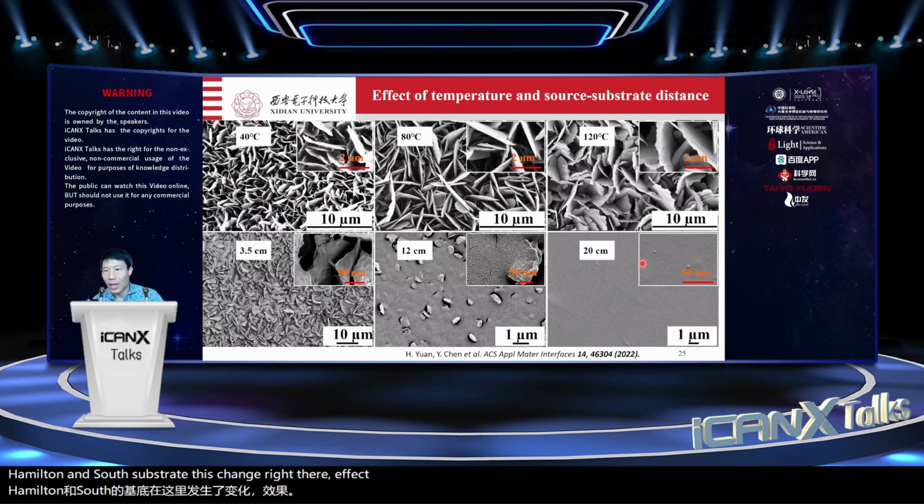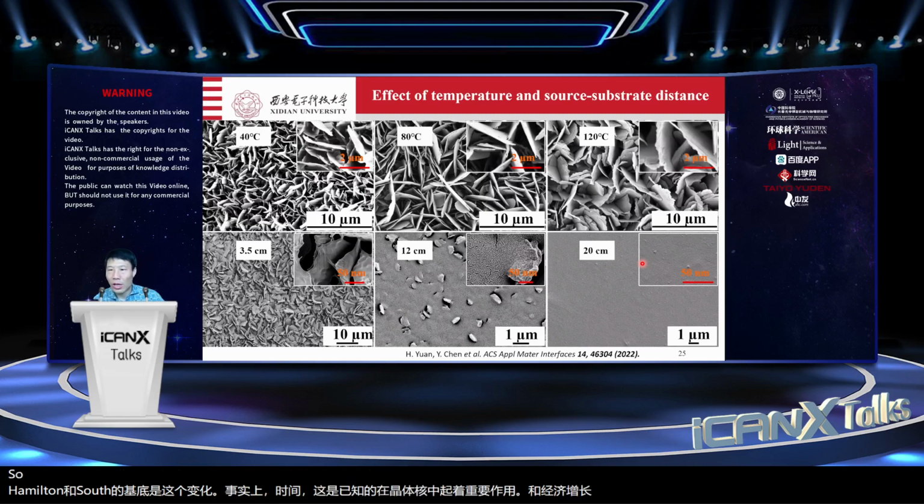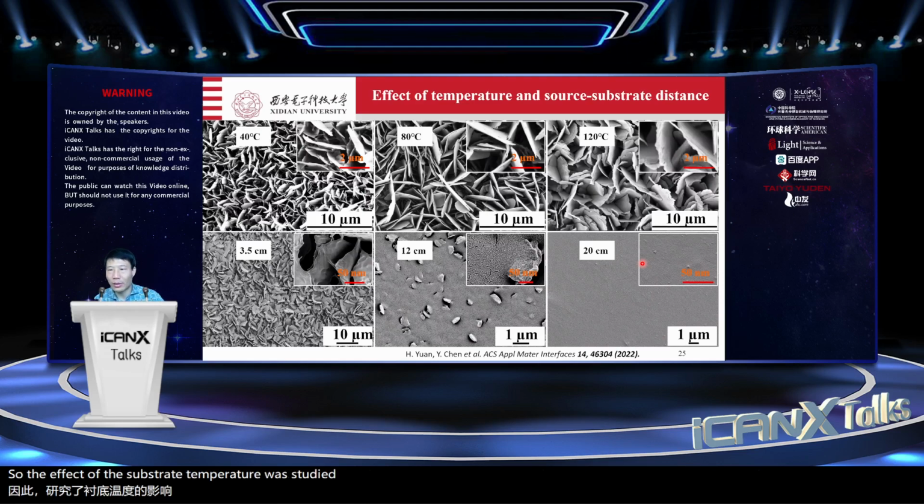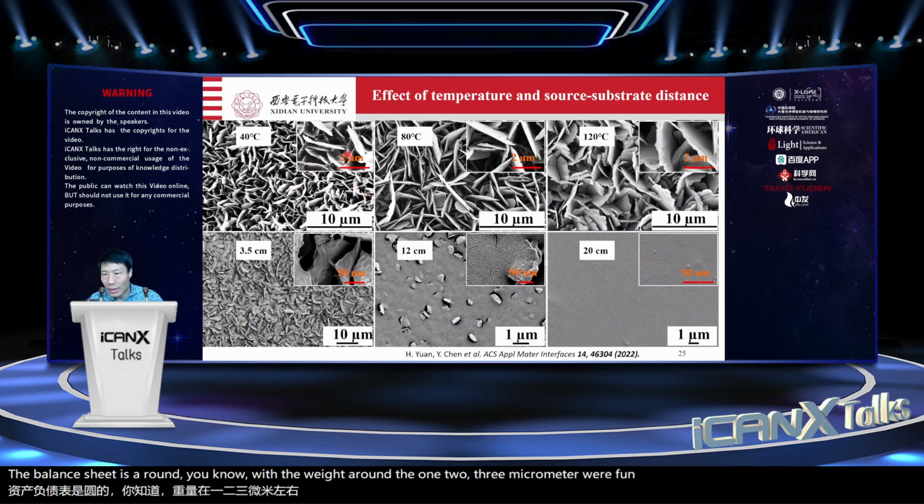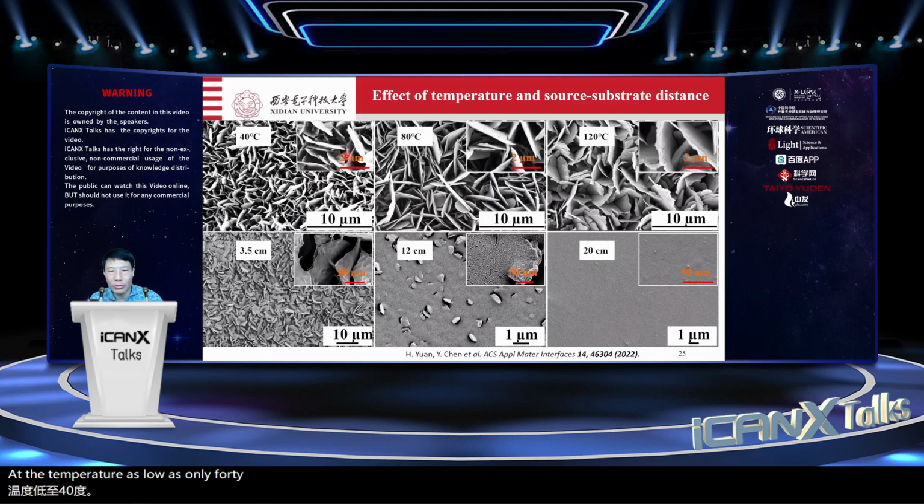Their effect. The temperature is known to play an important role in crystal nucleation and growth. So the effect of the substrate temperature was studied while the pressure was kept constant, around 1.3 Pascal. And then we got some sheets, like here. The valine sheets, with a width around 1 to 3 micrometers, form at a temperature as low as only 40 degrees Celsius. And you can also get the sheets around 80 and even 120, and we can observe them at even 150 and higher. But when you increase the temperature too high, you will not see those structures.